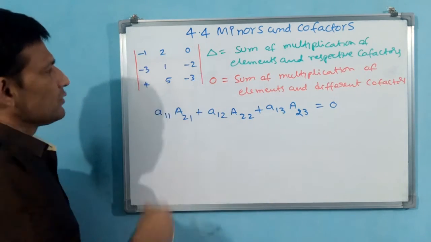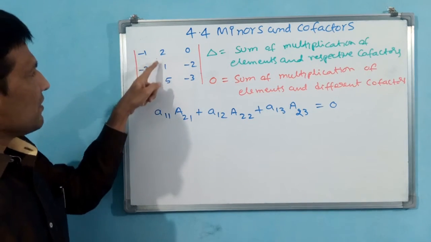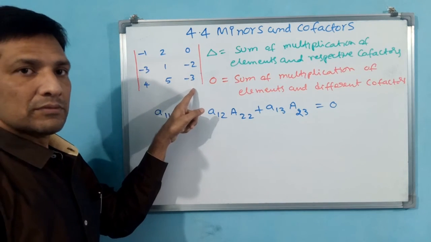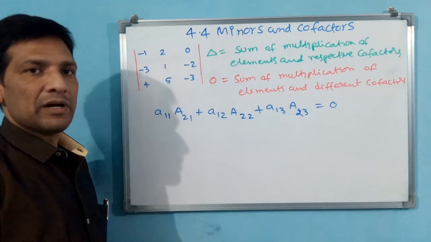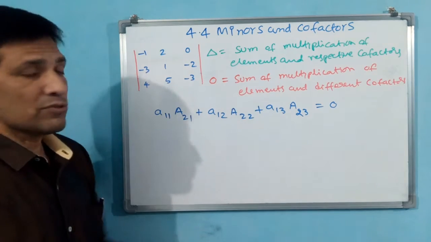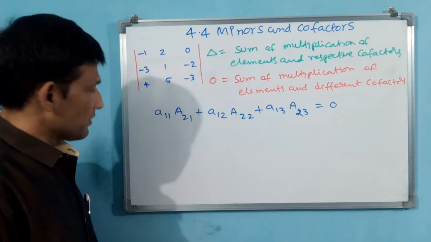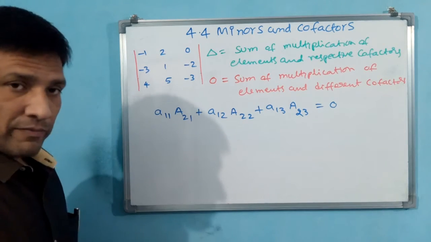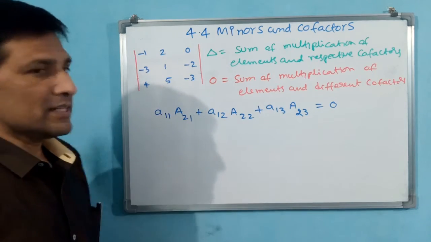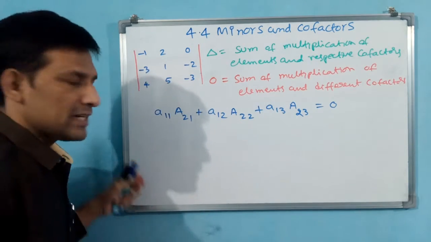Or even column-wise you can take. If you take elements of the second row but cofactors of the third row, multiply and add, then 0 will come. Okay, this we will take as one verification. See whether this comes 0 or not, we will see. Now you see, for verifying this, we want A21, A22, A23. Why? Because the small a elements we are having directly.